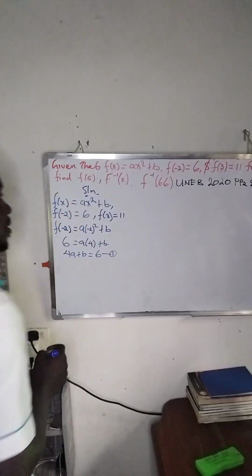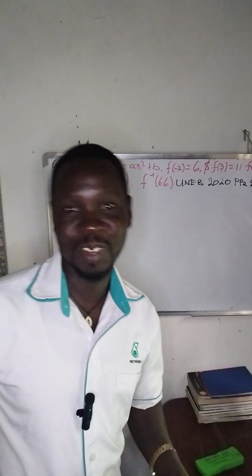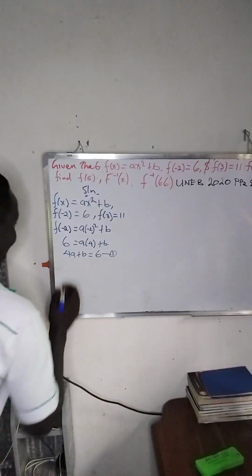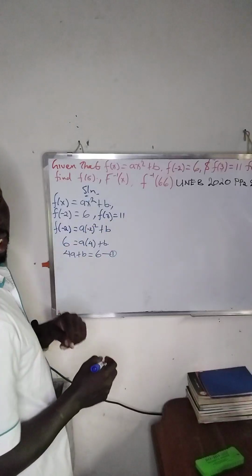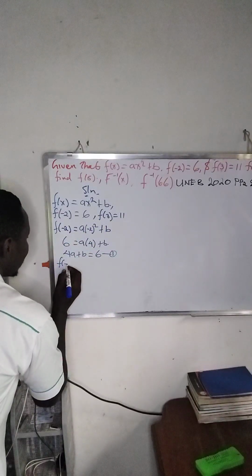This is our first equation. Are you seeing that one? Now, again, we proceed. This is the first equation. Now, we are going to use also a 3. Then we say f of 3.